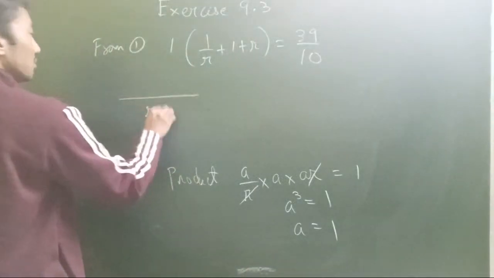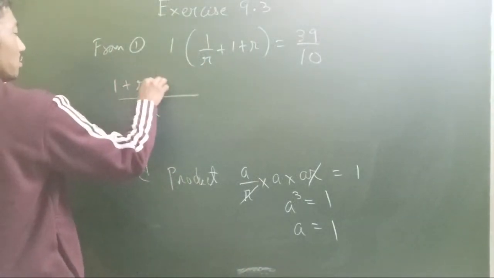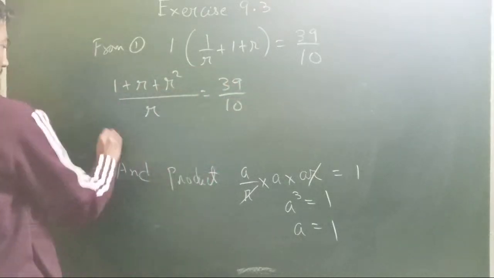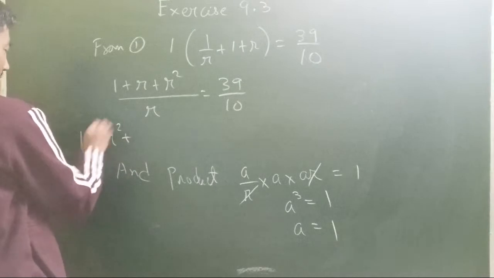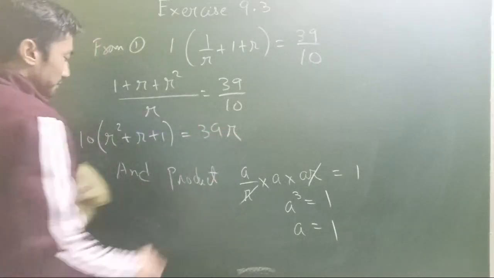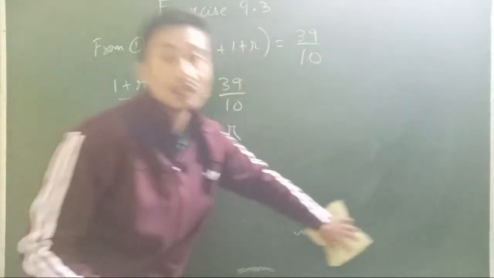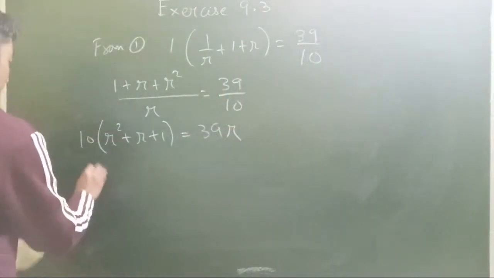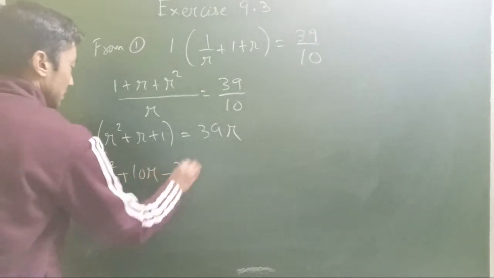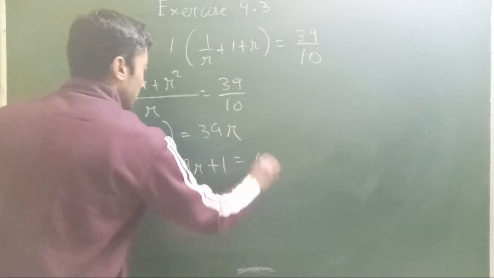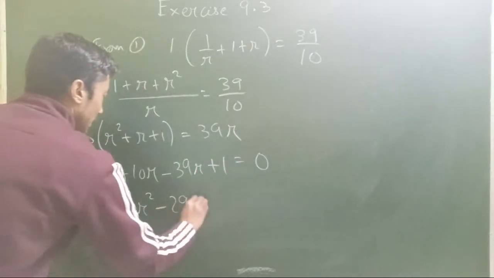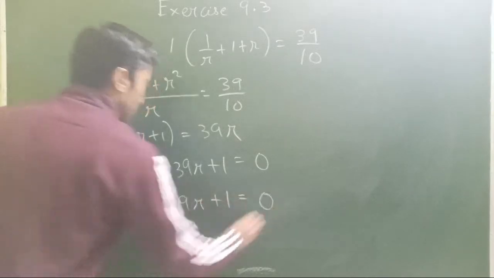By taking LCM quickly, 1 plus r square is equal to 39 by 10. So that's going to be 10 times r square plus r plus 1, equals 39r. Now time to do some simplification. 10r square plus 10r minus 39r equal to 0. So that's 10r square minus 29r plus 1 is equal to 0.